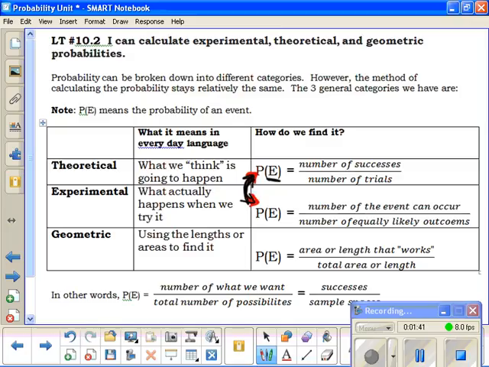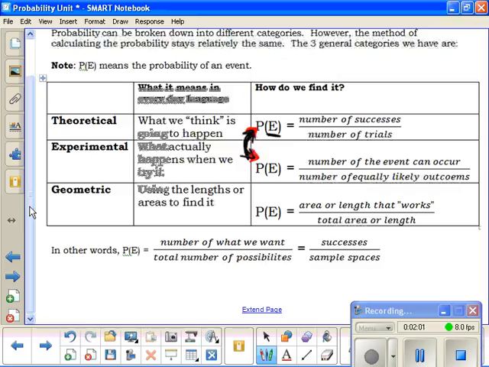And then geometric probability is using lengths or areas to find it. So, like on a dartboard, what's the probability of getting a bullseye? You'd find the area of that bullseye and then divide that by the total area of the dartboard. So we can do it with areas as well. In other words, the probability is the number of likely outcomes, or the number of successes, divided by the total number of possible outcomes. It's successes divided by the sample space. How many possible outcomes are there?